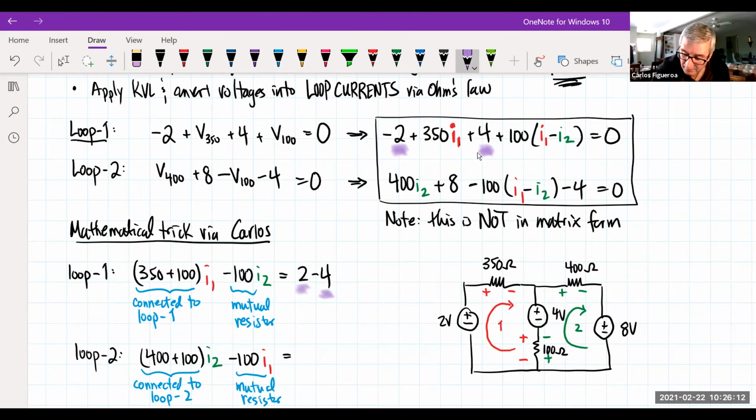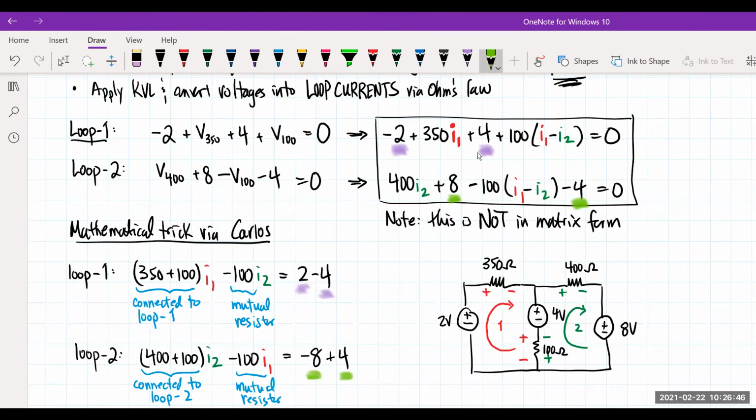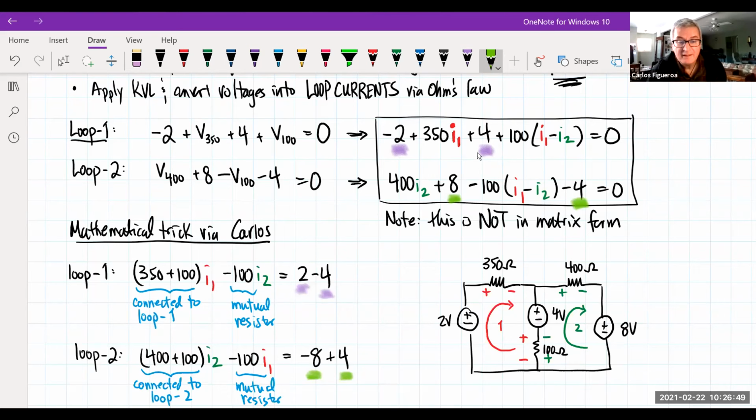So look at loop 2 now. As I come around the loop, what am I seeing here? I'm going to hit the 8, but the 8 is what? Negative when I take it to the other side. So then I write negative 8. So therefore, you're seeing that this positive 8 on the left side becomes negative 8 on the other side. And then I come all the way around. I hit a negative 4. And then what do I do to the negative 4? I take it to the other side, and it becomes a positive 4. So I have a way of rewriting these mesh equations like this here.